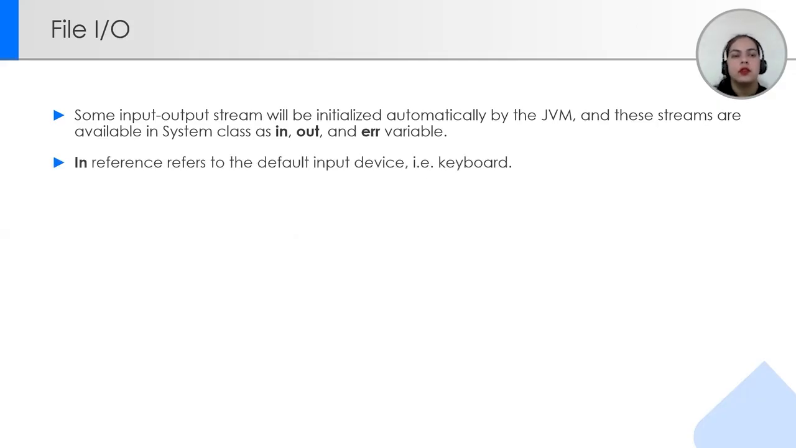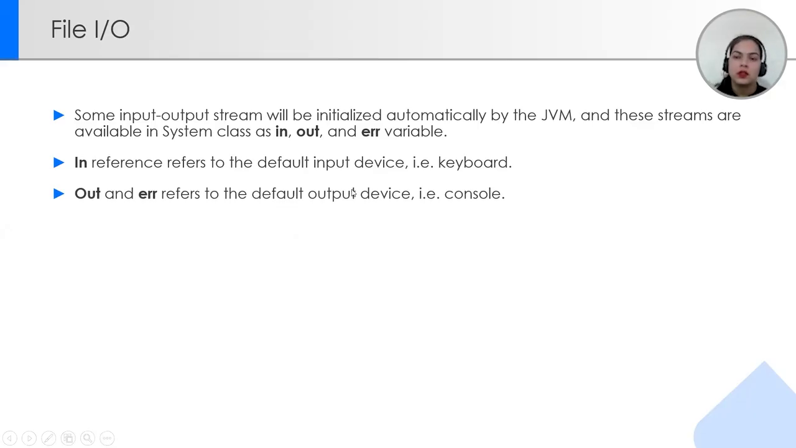In refers to the default input device, that is the keyboard. So the default input device in an input output stream will always be the keyboard. Out and err refer to the default output device, that is the console. Now what is this console? This console is the black window which appears when we run or execute the Java program. Whenever we run or execute the Java program, there will be a black window on the screen that will be visible to all of us.